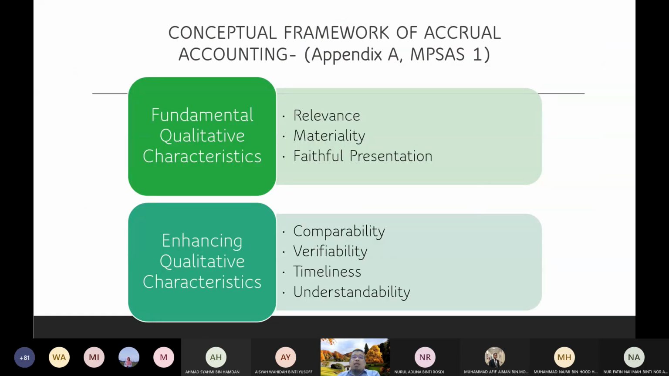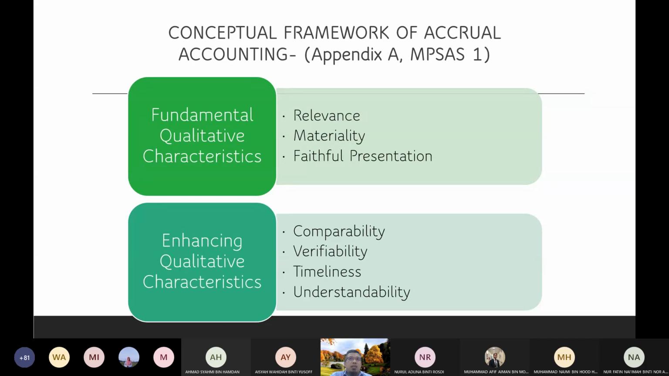The conceptual framework of accrual accounting is presented in Appendix A, MPSAS 1. This provides guidance on the qualitative characteristics of accounting information. They split the characteristics into fundamental and enhancing qualitative characteristics. The fundamental ones include relevance, materiality, and faithful presentation, whereas the enhancing characteristics include comparability, verifiability, timeliness, and understandability.